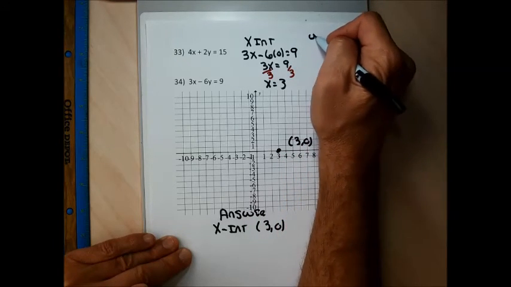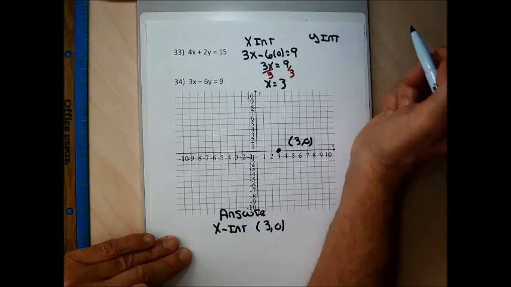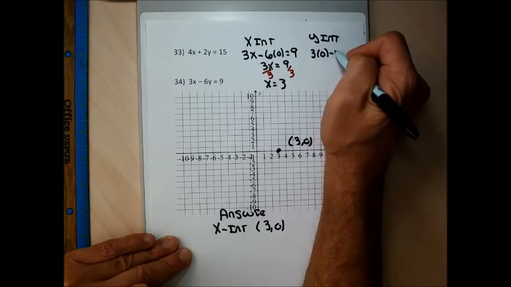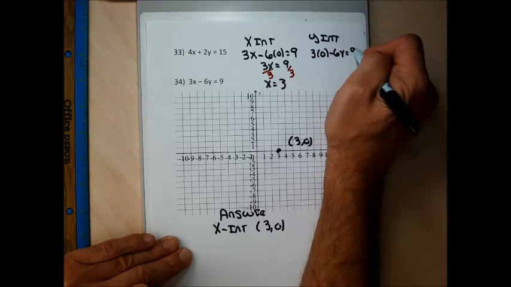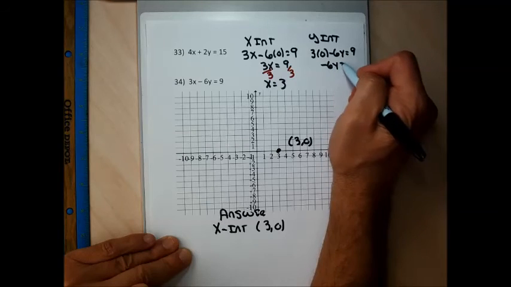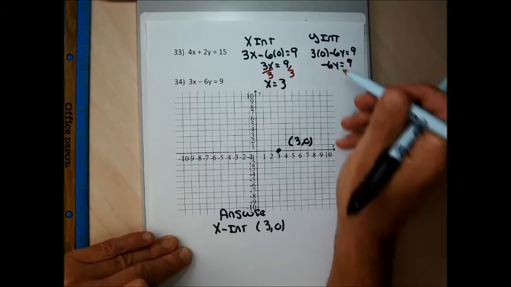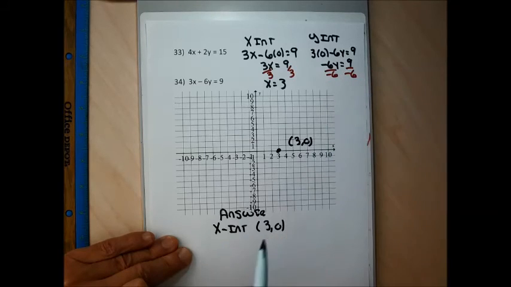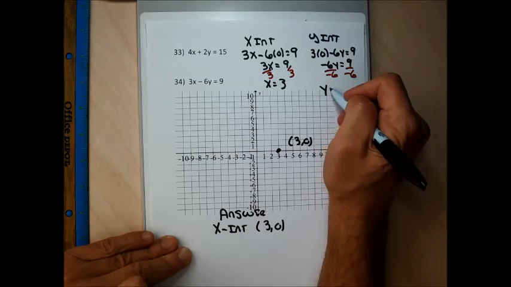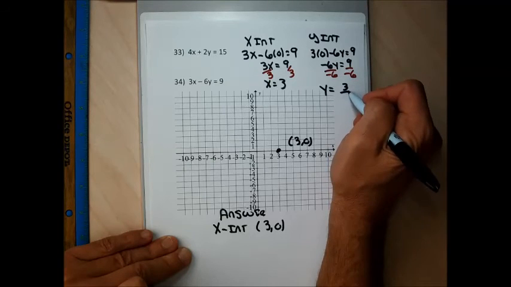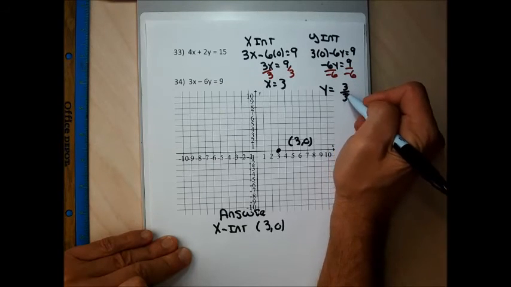Now I'm going to find my y-intercept, which is going to be a fraction. It's okay if you give it to me as a decimal. I'm going to go 3 times 0 minus 6y equals 9. The 0 piece will go away and give me minus 6y equal to 9. Then I'm going to divide by negative 6. And this gives me y equals, that fraction reduces to 3 halves.